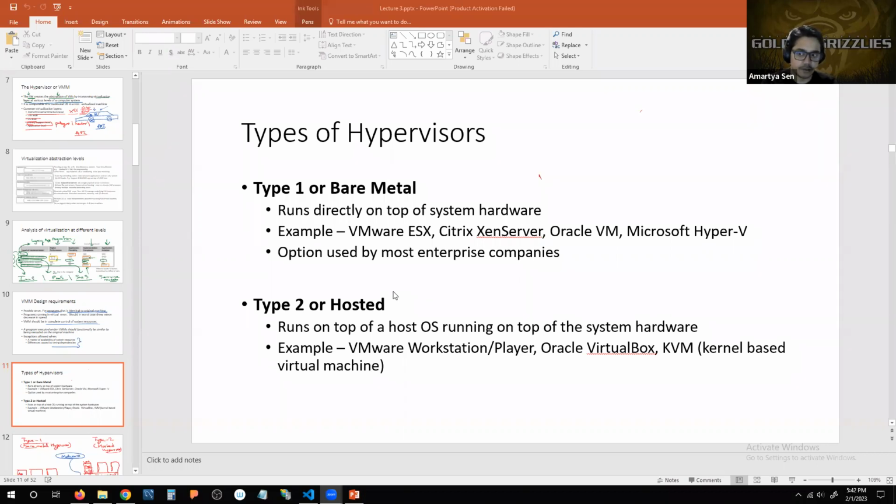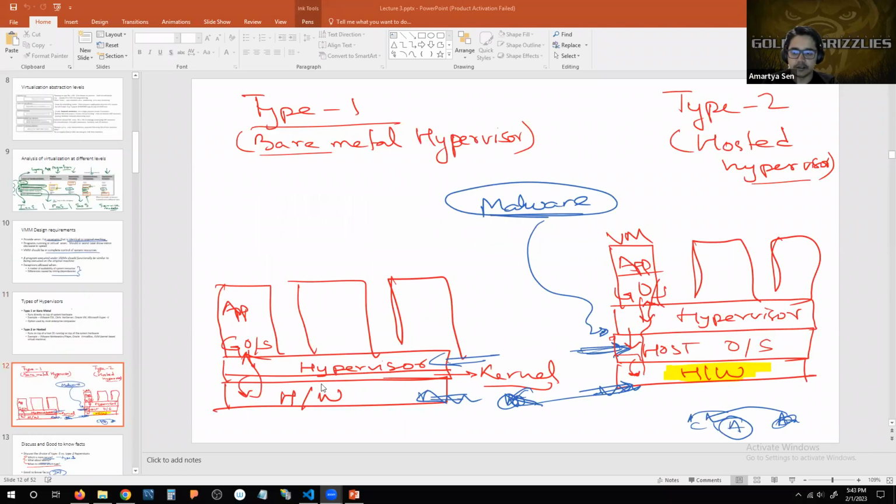So if you have a traditional machine, then you will have the hardware layer at the very bottom, right? On top of that, you will have a host operating system. And then on top of that, if you implement the hypervisor, so that the control of the hypervisor over the underlying resources needs to go through the host operating system, then that is known as a type 2 or hosted hypervisor.